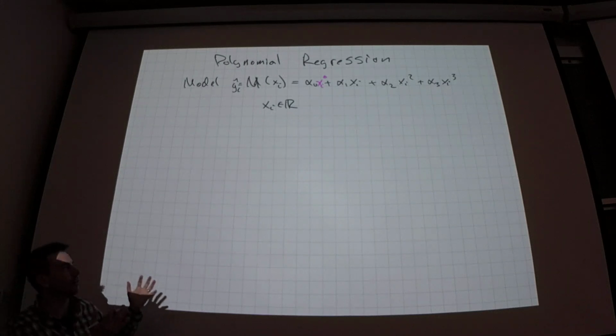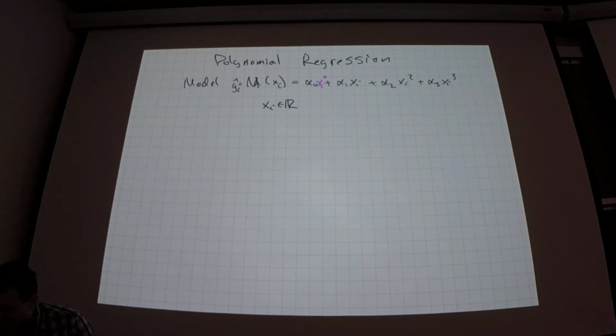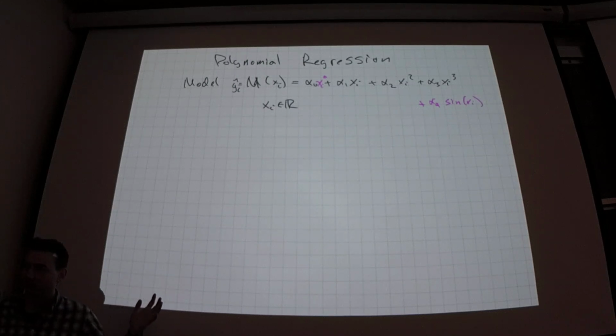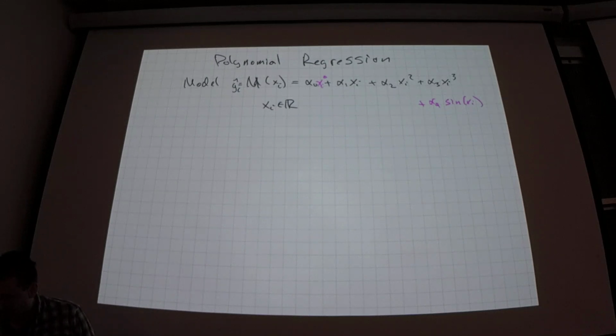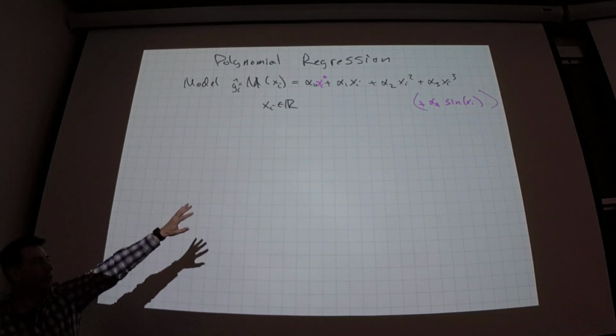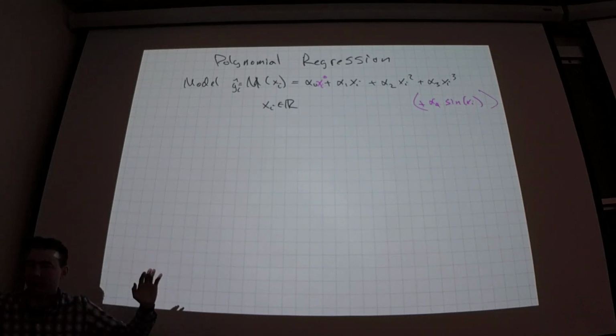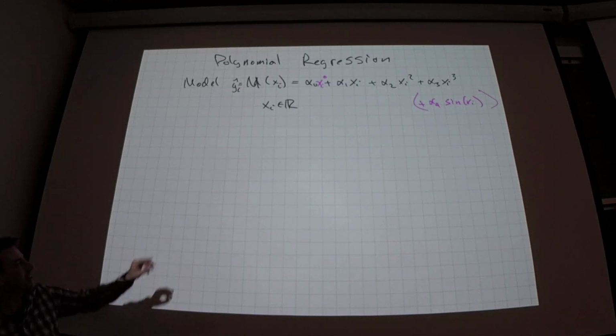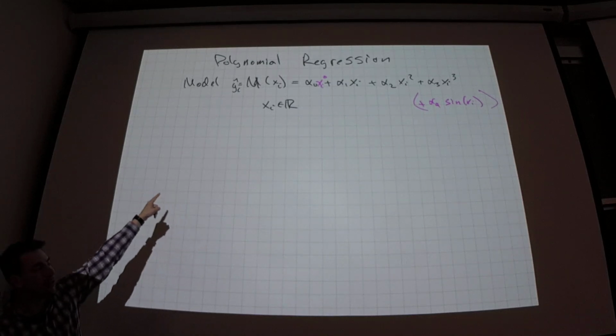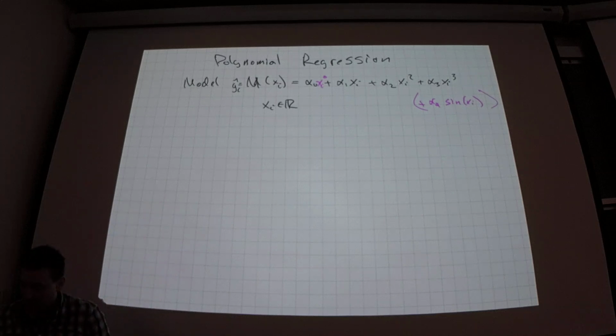If I wanted to do a different form of regression, I could have done something fun like alpha 4 times sine of x_i. I could throw one of these in there as well if I want to. But let's just ignore this for now. The point is, I can throw in other things like this where I'm learning these coefficients. The insight here is I'm still just trying to learn these coefficients, and the trick is to write this down.